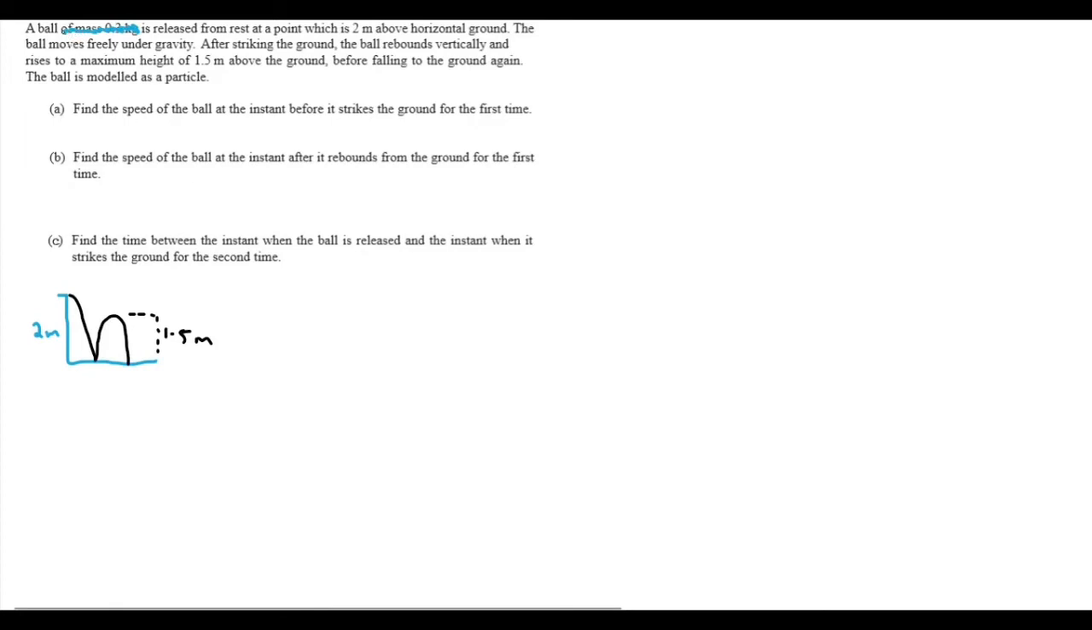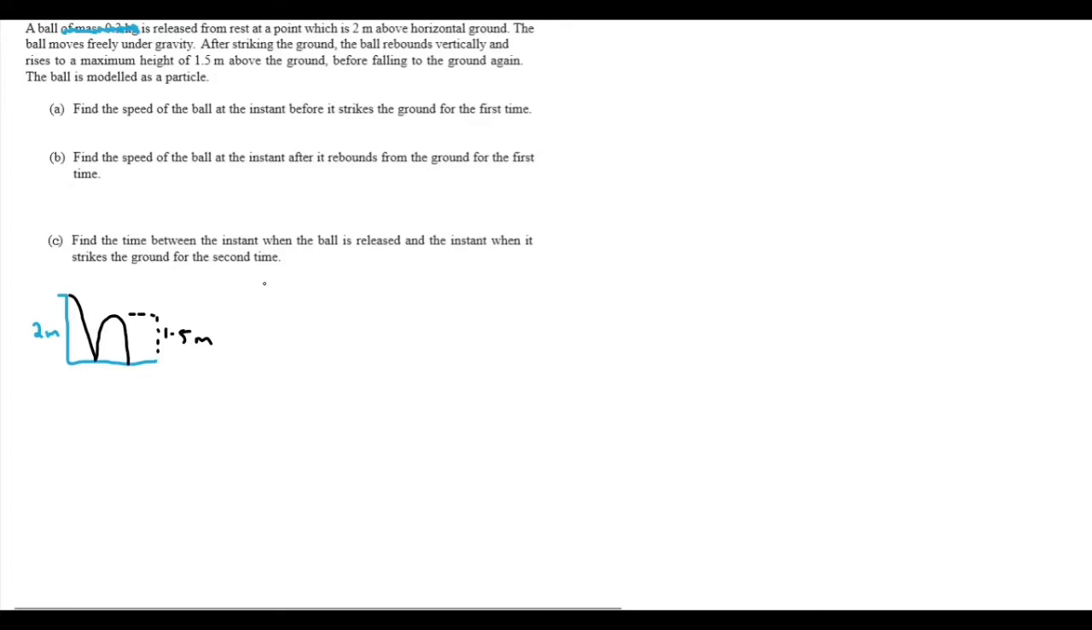So, a ball is released from rest, so initially it's starting at 0, and it has this height of 2 meters. It's going to fall freely under gravity, so we use gravity as our acceleration. There's no air resistance to change that. Then it talks about after it struck the ground. For the purposes of part A of the question, we're just after the speed of the ball the instant before it strikes the ground for the first time.